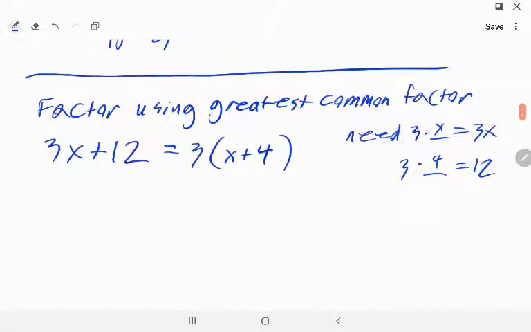And if we're ever not sure, we can multiply it back out. 3 times x plus 3 times 4 is 3x plus 12, so we know that factorization was correct. Whenever we get a factorization, we can always verify it by multiplying it back out, making sure it actually worked.